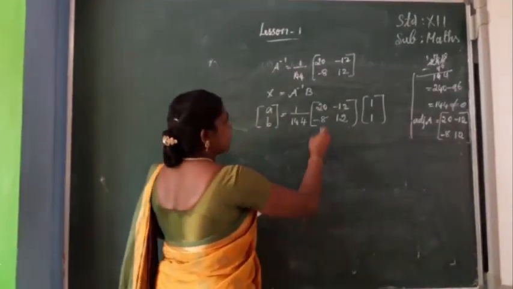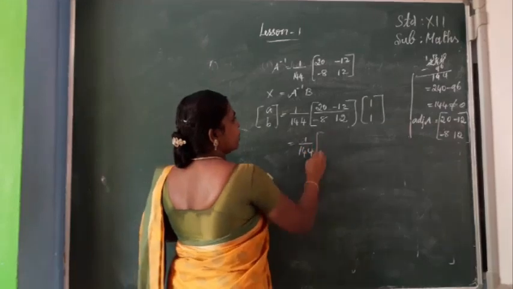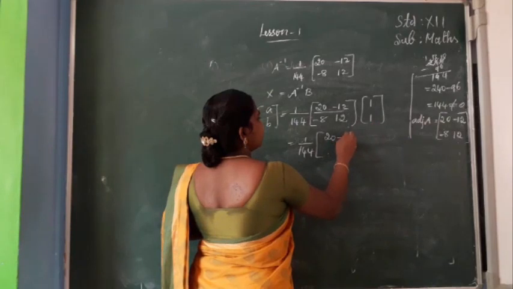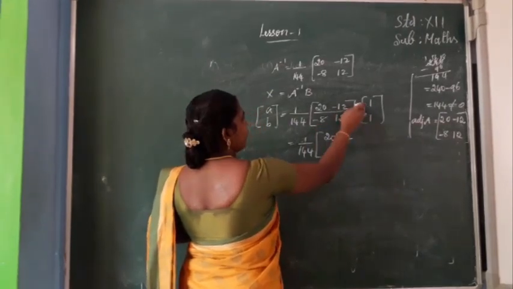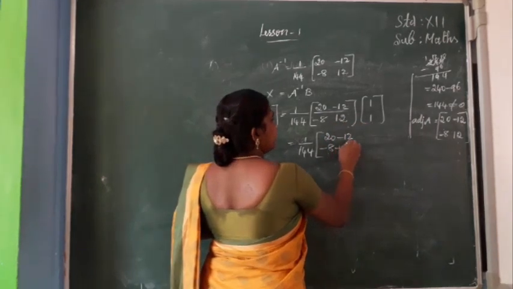Okay, multiply first row, first column. That is 1 by 144 into 20 into 1 is 20, minus 1 into 1 is minus 12. Okay, second row, first column. Minus 8 into 1 is minus 8, 12 into 1 is plus 12.